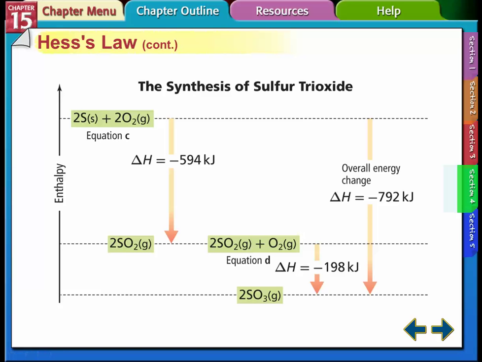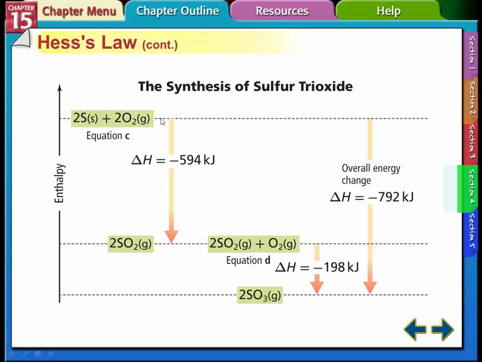Okay, so the synthesis of sulfur trioxide. We start off here with sulfur and oxygen. Combine those together to make two sulfur dioxides. So far so good. So that's our first reaction. Then we take the sulfur dioxide, combine it with oxygen again, and make sulfur trioxide.